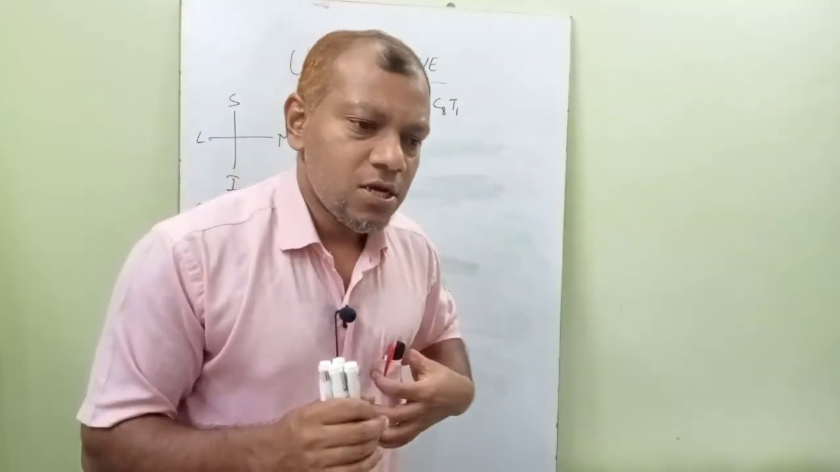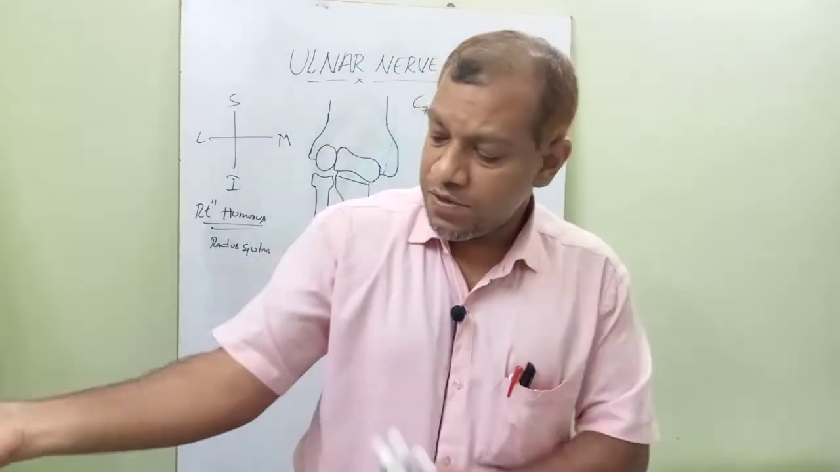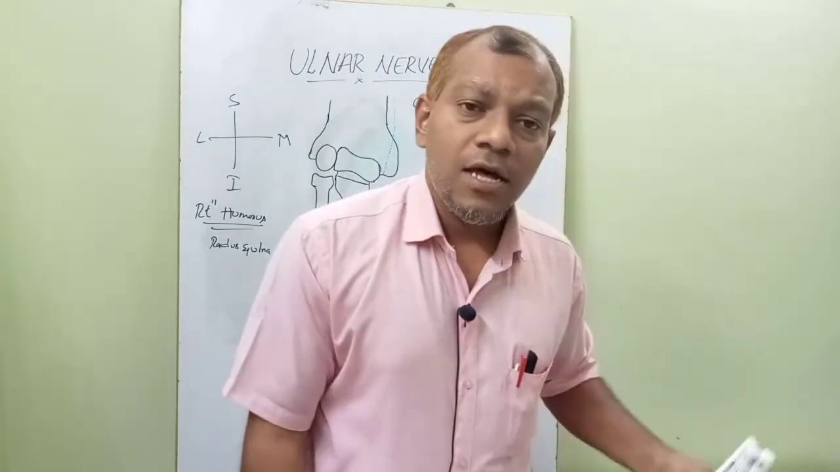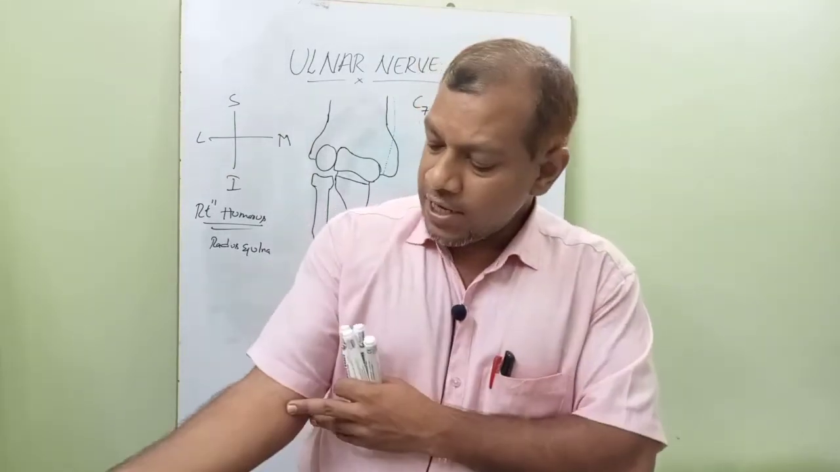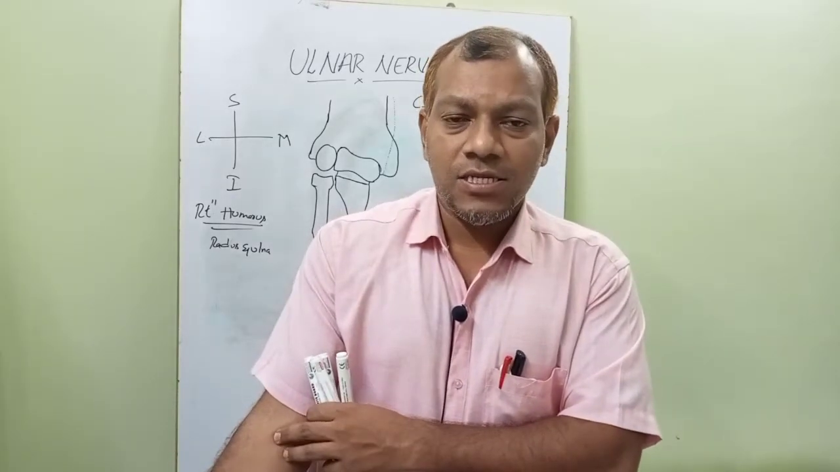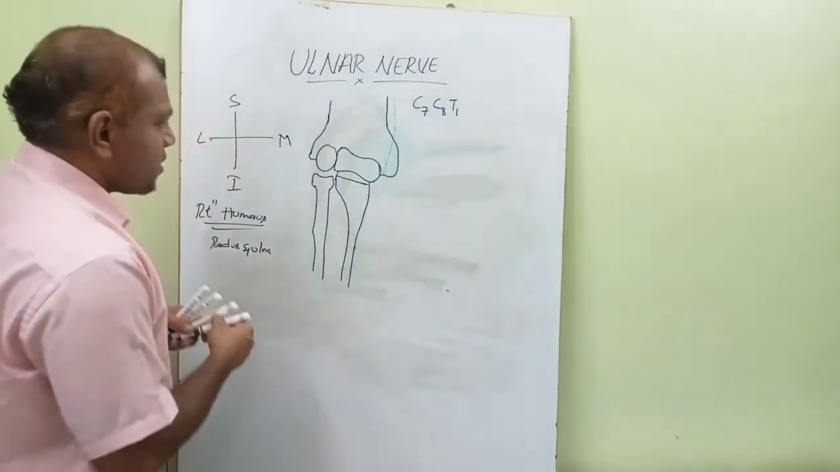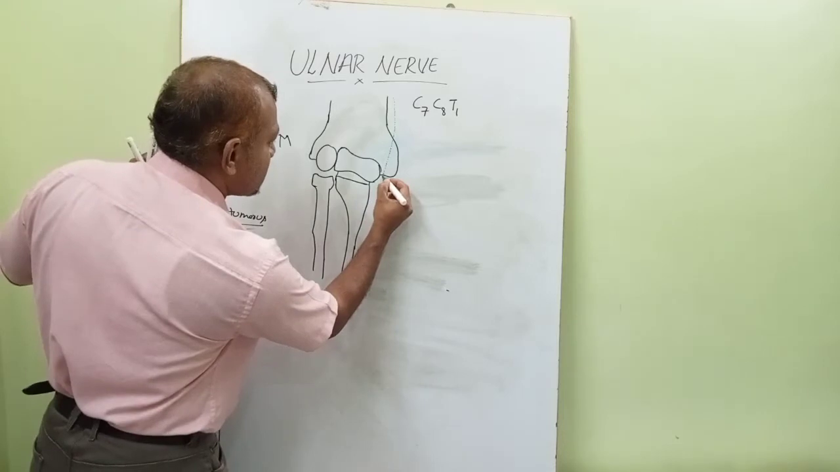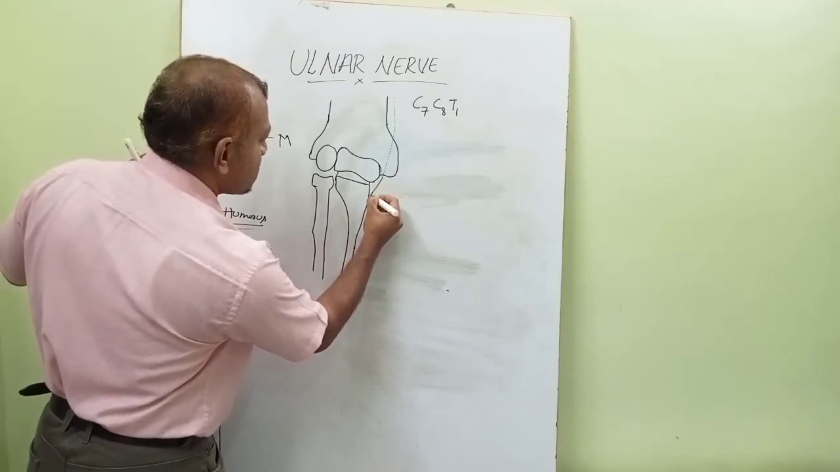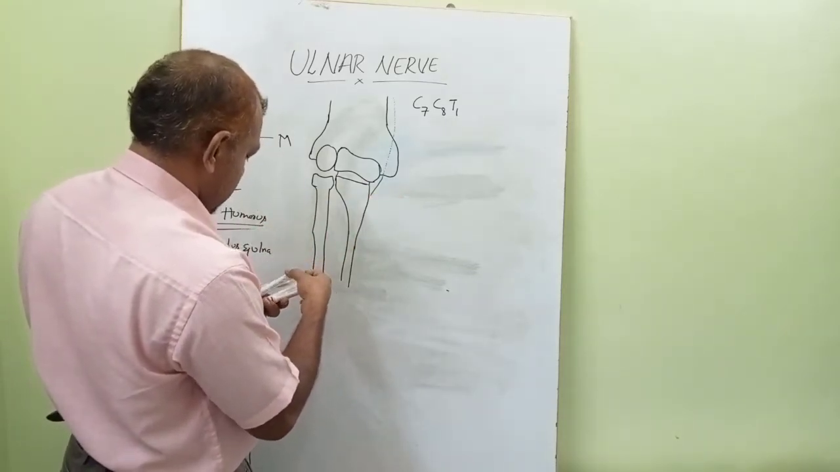And how it is going to enter into the forearm is, the flexor carpi ulnaris is having two heads. So as the median nerve entered into the forearm between the two heads of pronator teres, in the same fashion the ulnar nerve also enters into the forearm between the two heads of flexor carpi ulnaris. So this is how the ulnar nerve enters the forearm.